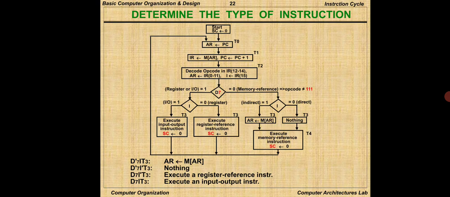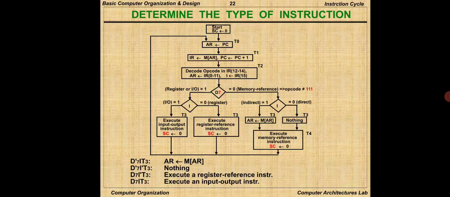In the T1 state, the program counter value will be incremented and the memory address value will be moved to the instruction register. Later, in the T2 state, we will decode the opcode value, move the address of my data into the address register, and check the 15th bit of the instruction register to see whether I need to perform a memory reference or register reference operation.